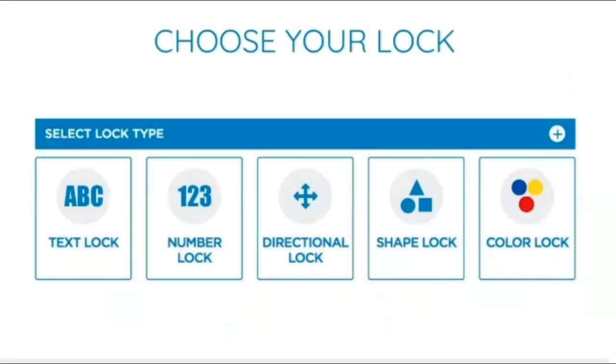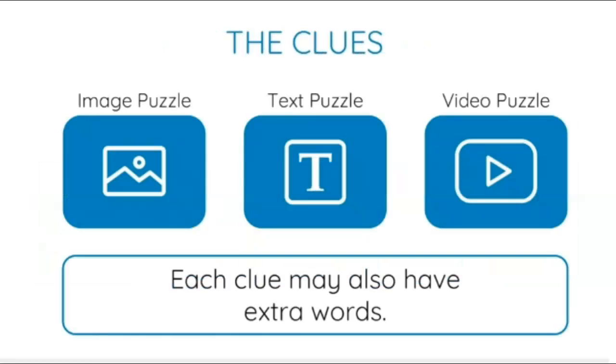When you create a Breakout EDU digital game, you have 5 digital lock options: an ABC or text lock, a number lock, a directional lock, a shape lock, and a color lock. Clues for digital games are most often 1 or 2 parts. You may use a picture, some writing, or a short video for the clue. You may also add extra writing for each of the clues if you think your players might need a little hint to solve the puzzle.